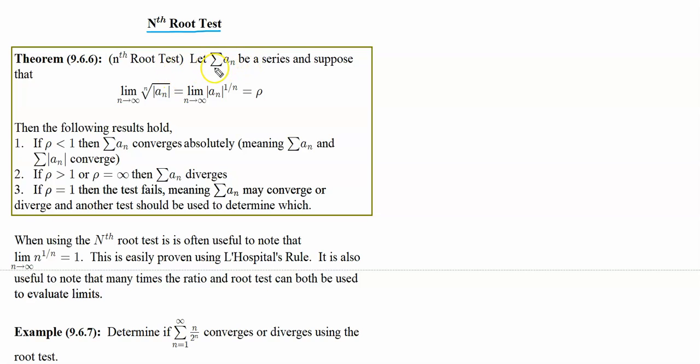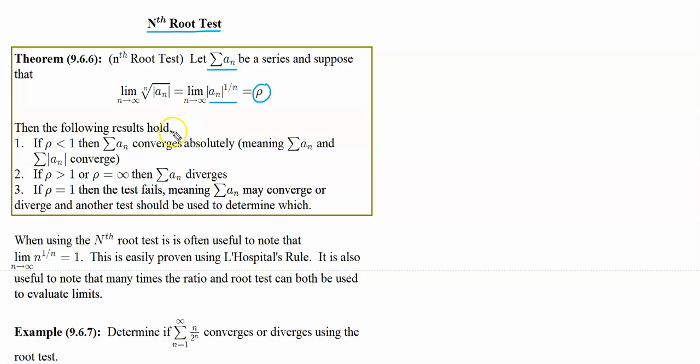So the nth root test makes this statement. We start out with a series, and we evaluate the limit as n goes to infinity of the nth root of the absolute value of the terms in the series a sub n. We can also write it like this, of course. That's another way of writing the nth root of the absolute value. And we let this quantity equal the value rho, just like for the ratio test.